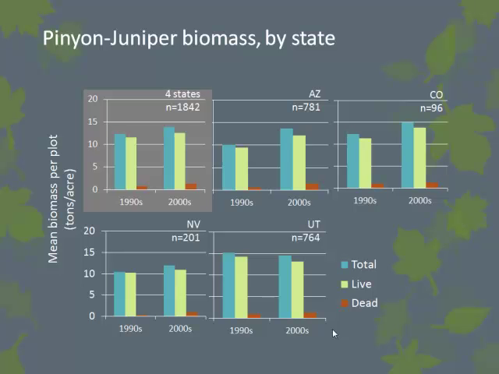This shows state-specific trends as well as the regional average. Again, there was an increase in total live and dead biomass. That trend was true almost everywhere except in Utah. Notice Utah has the highest mean biomass per acre of those four states, but it also was the only state that had a decrease in live PJ biomass from the 1990s to the 2000s.